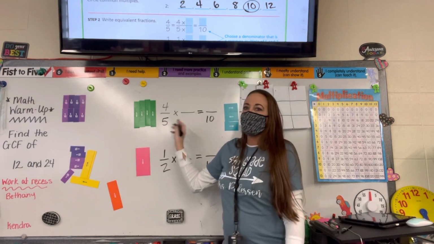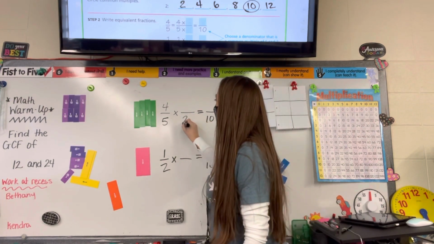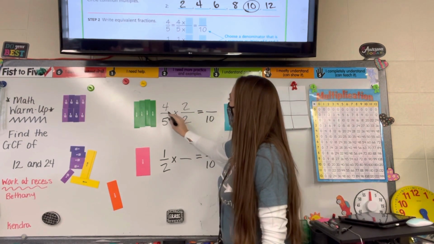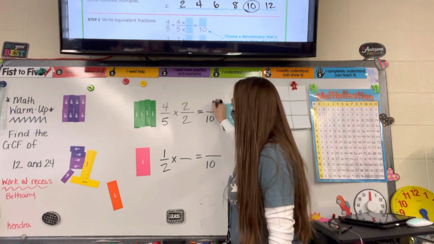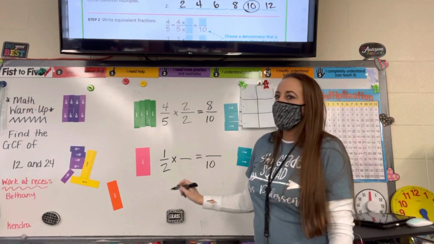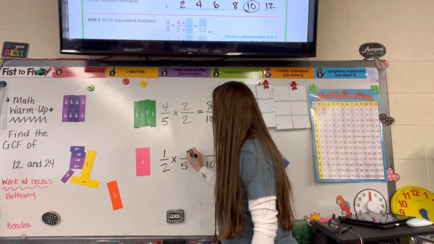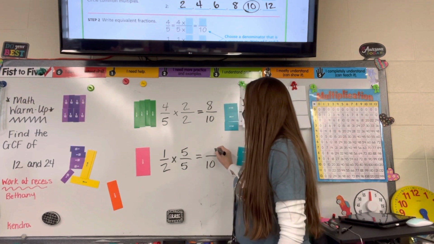What do you multiply 5 times to get 10, Ella? 2. And if you do it to the bottom? Do it to the side. So what is 4 times 2? 8. And what do we multiply 2 times to get 10? 5. And if you do it to the bottom? You do it to the top. 1 times 5 is? 5.